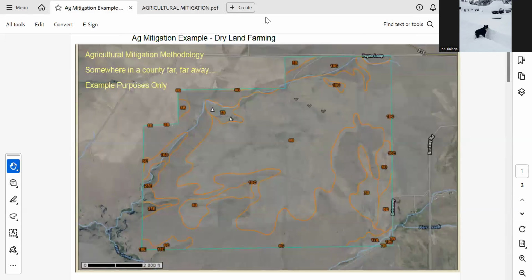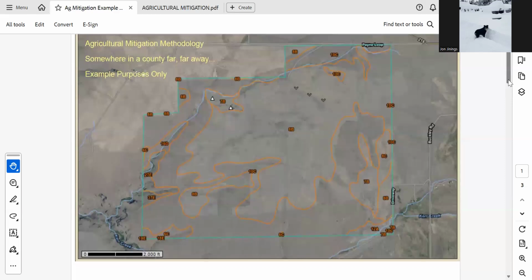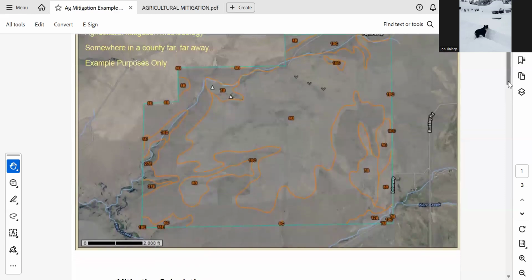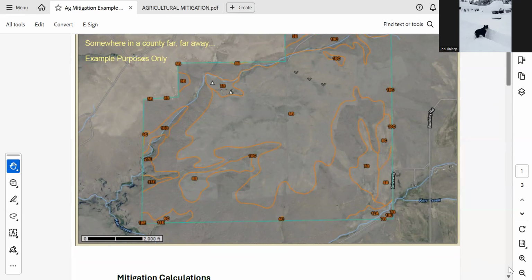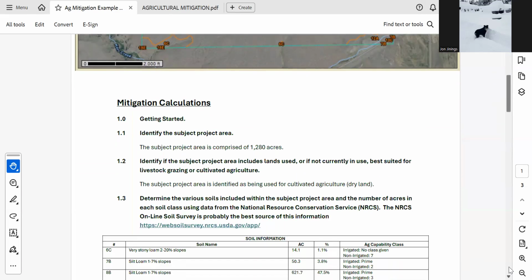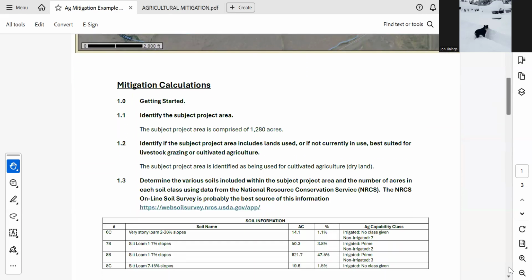We'll take the methodology we just walked through. This is somewhere in a county far, far away. It's a random piece of property, just for example purposes. This is the soils information where we use the NRCS soil data online soil service, and you'll see the mosaic, right? It was mentioned, the different soils patterns and kind of a tapestry there. I'll just walk through the steps.